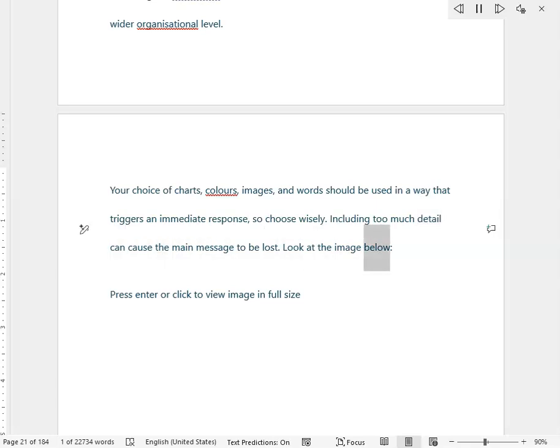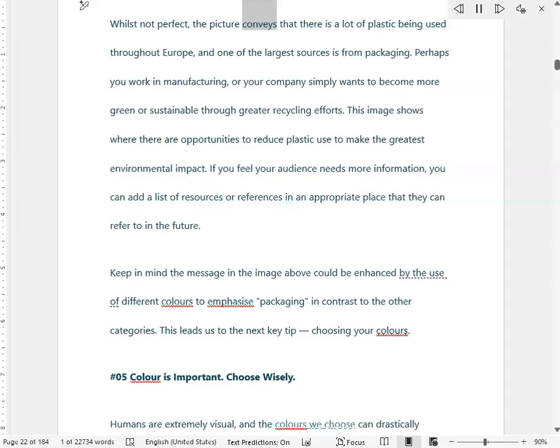Look at the image below. Whilst not perfect, the picture conveys that there is a lot of plastic being used throughout Europe, and one of the largest sources is from packaging. Perhaps you work in manufacturing, or your company simply wants to become more green or sustainable through greater recycling efforts. This image shows where there are opportunities to reduce plastic use to make the greatest environmental impact.